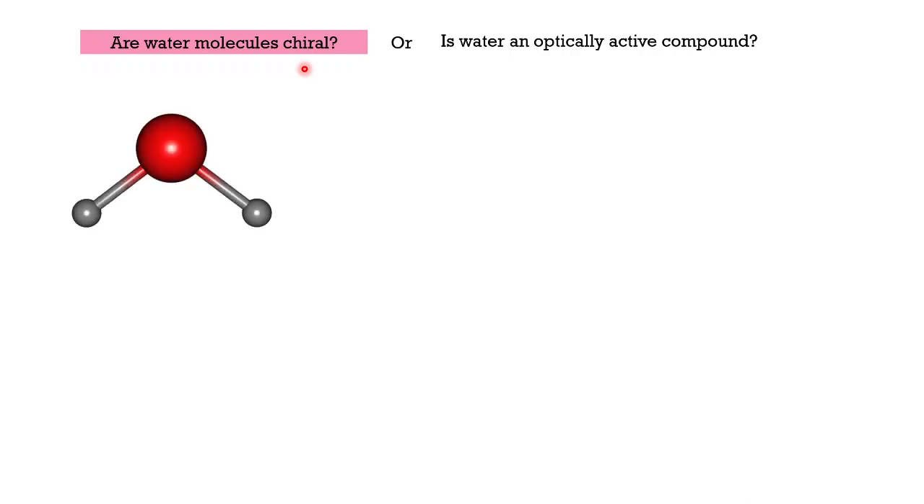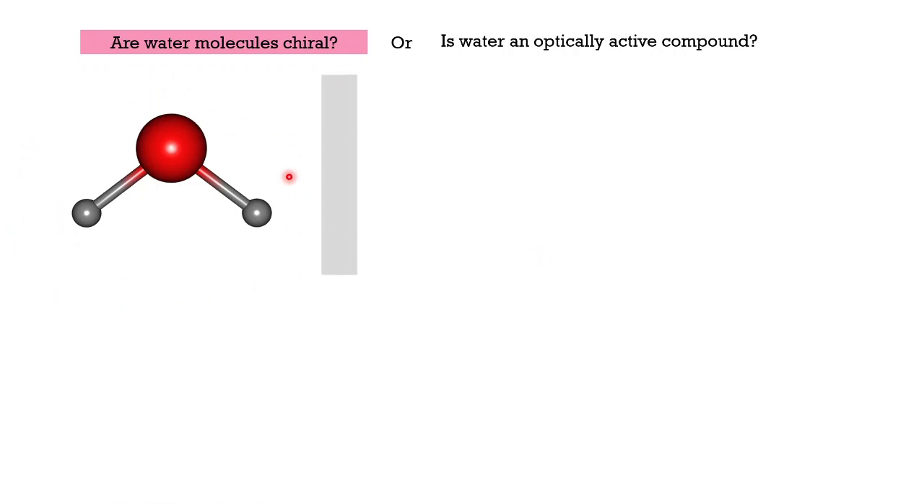So let's take an example. Are water molecules chiral, which means is water an optically active compound? Water would be an optically active compound only if its molecules are chiral, as we saw in the thought experiment. So the water molecule looks like this. You need an exact representation of the water molecule. You can't just go by the structure. It's a bent shape. The water molecule has a bent shape.